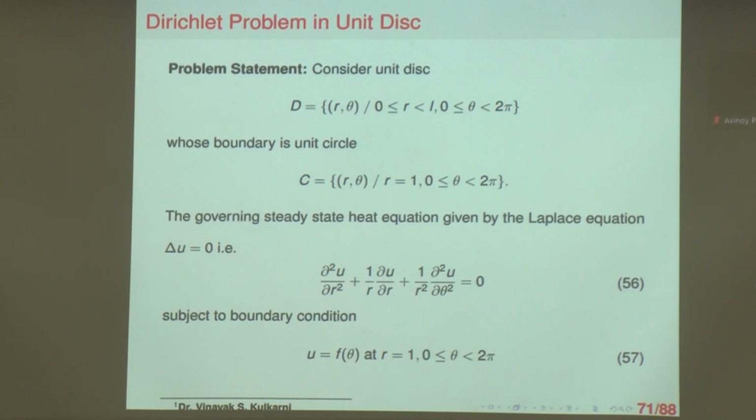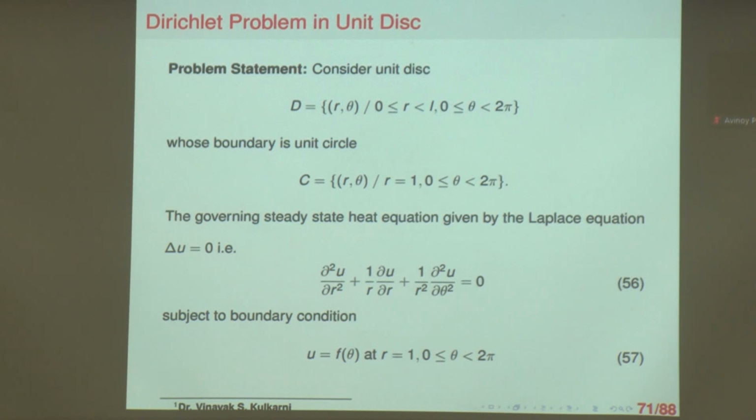So one problem I will discuss before concluding this particular session. That's a very great problem in the unit disk. The unit disk is defined by the domain D, in terms of r and theta. r represents the radial variable, theta represents the angular variable. For the unit disk the radius is 1, so r varies from 0 to 1, and theta varies from 0 to 2 pi. C represents its circular boundary.